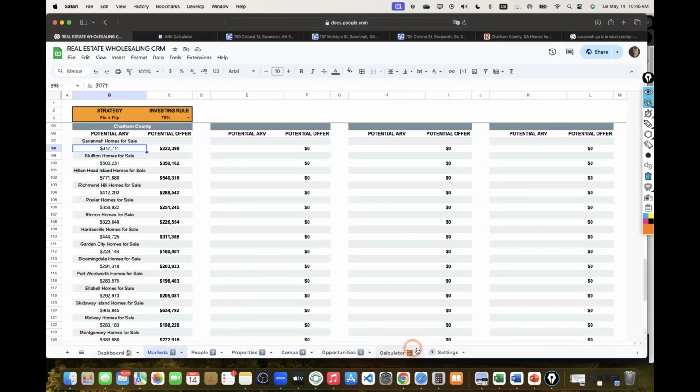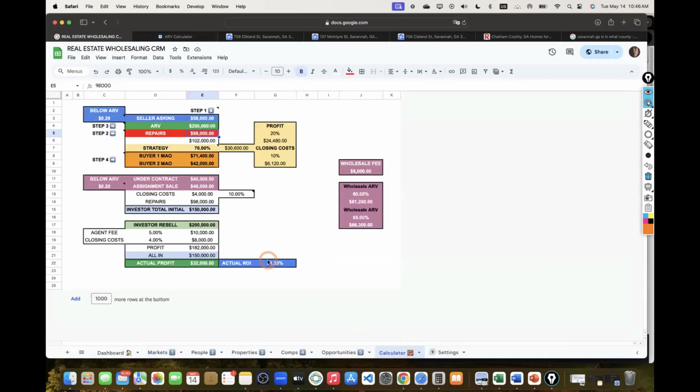To give you a perspective of it, there's a calculator in the CRM too, where if we go down to the numbers, let's see if it actually makes sense. Step number one, how much is the seller asking? The seller is asking $130,000. We find our ARV. Our ARV is $250,000. So our property is already listed at 52 cents on the dollar. That's ARV pricing versus the ARV, at 52 cents on the dollar. That's great potential off the bat.